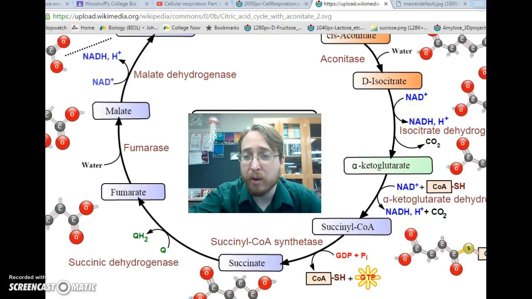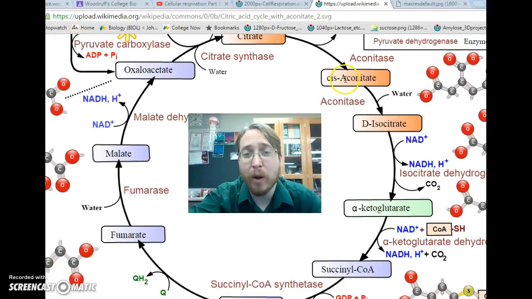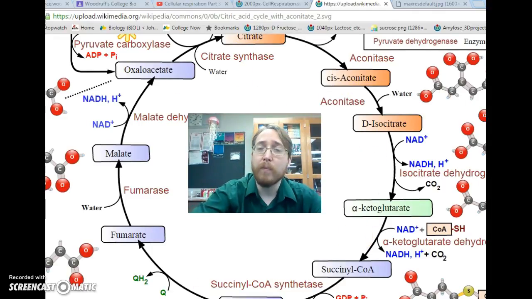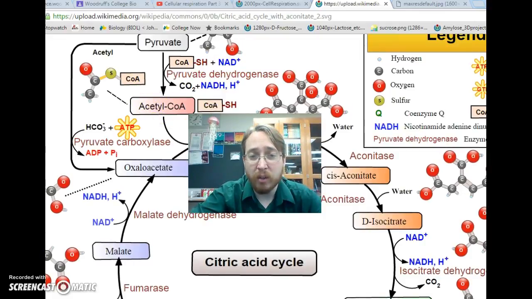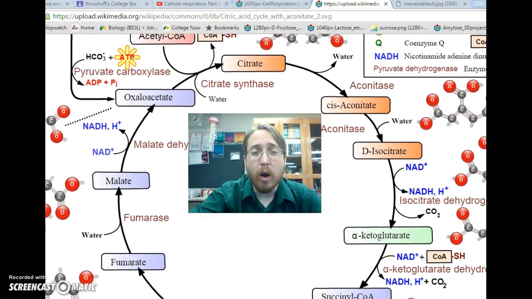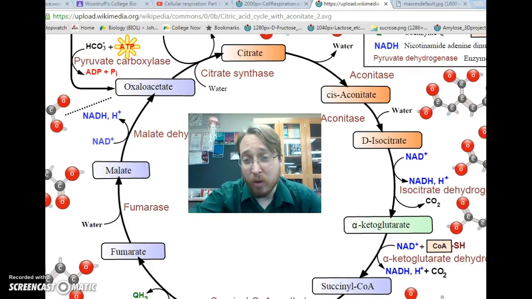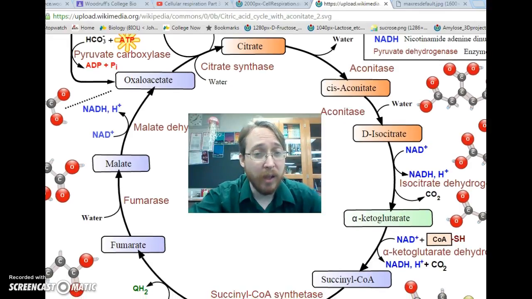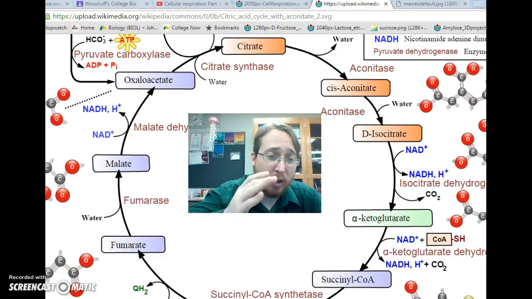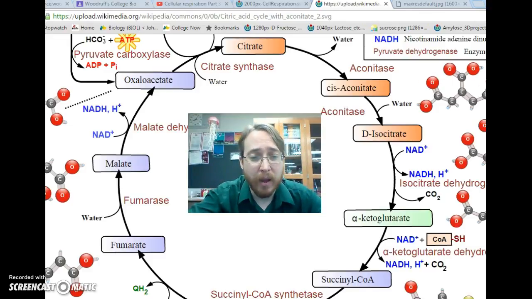We make electron carriers. We get to the top and we start over and we make electron carriers again and again and again. And remember, we actually have 2 acetyl-CoA. So we actually do this twice for every glucose that gets broken down. So we're making double the electron carriers. The whole point of the citric acid cycle is to make electron carriers. So let's go back and look at our summary.